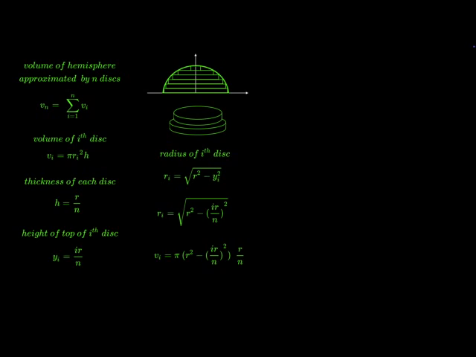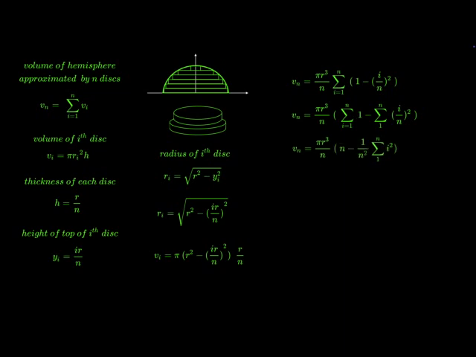Now to write my approximation for the volume of the hemisphere using n disks, I will sum these n disk volumes. Some algebra will make it clear that I will use the sum of the first n squares, and I will get an expression which I can consider as n becomes very large.